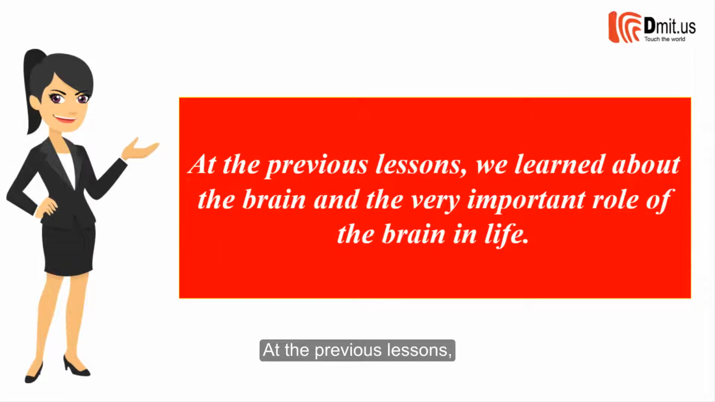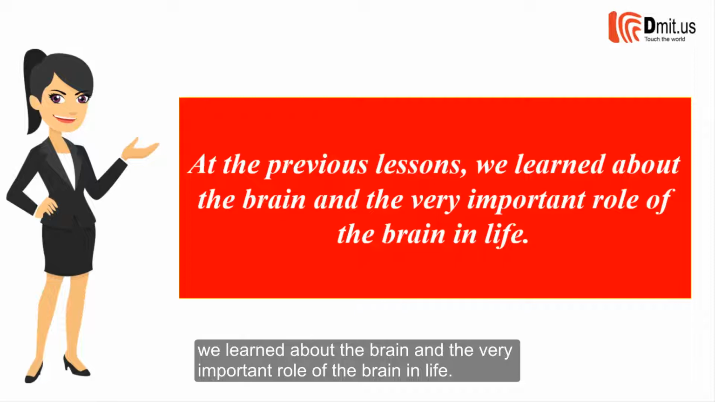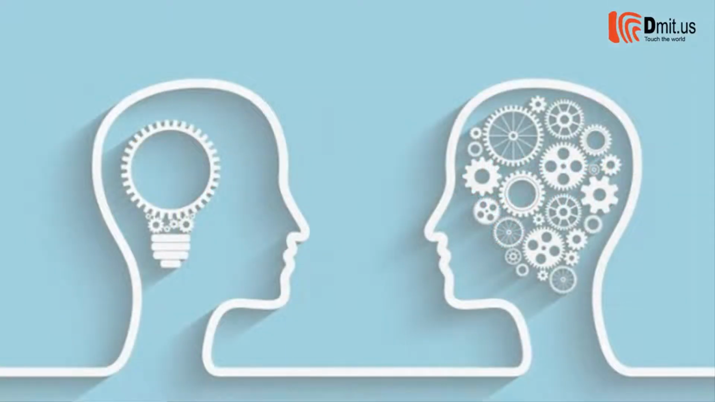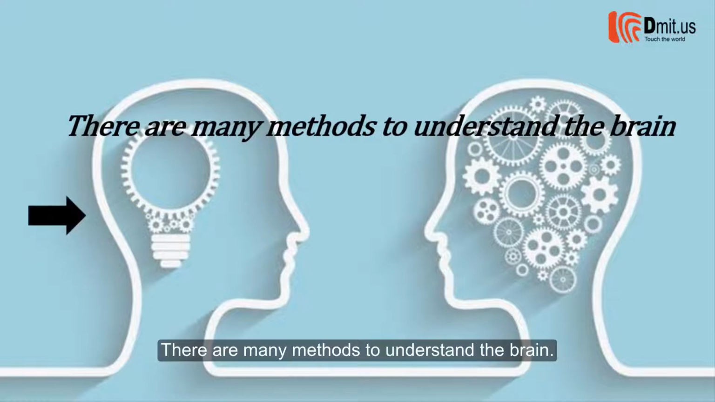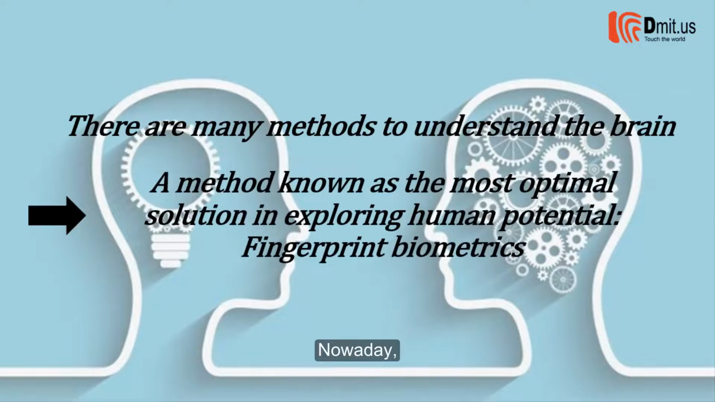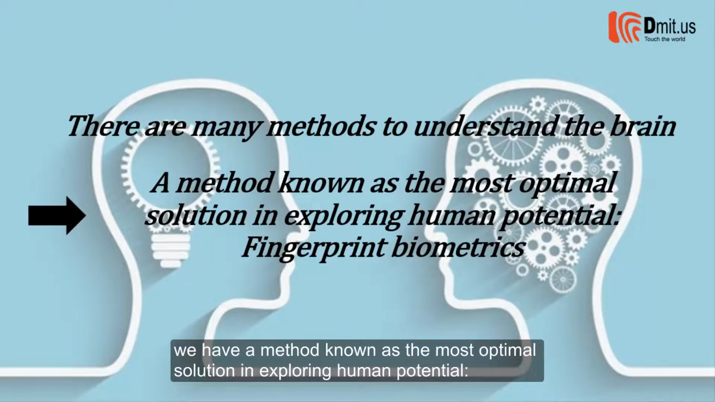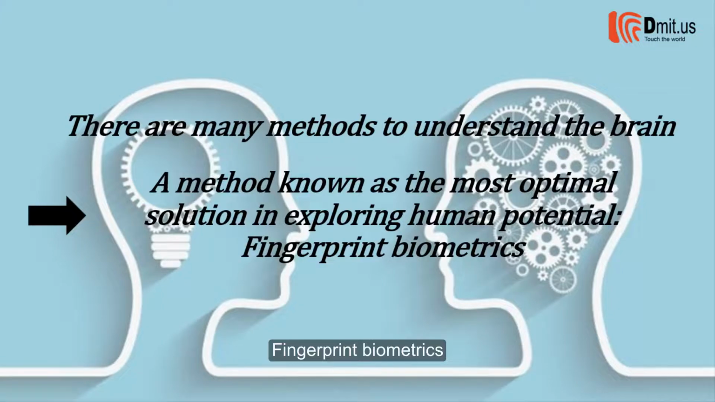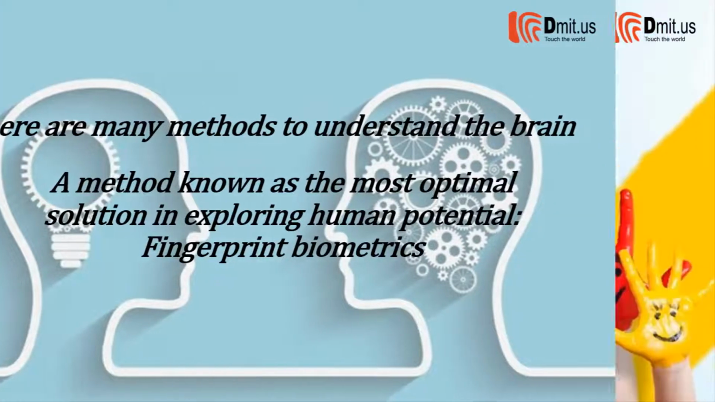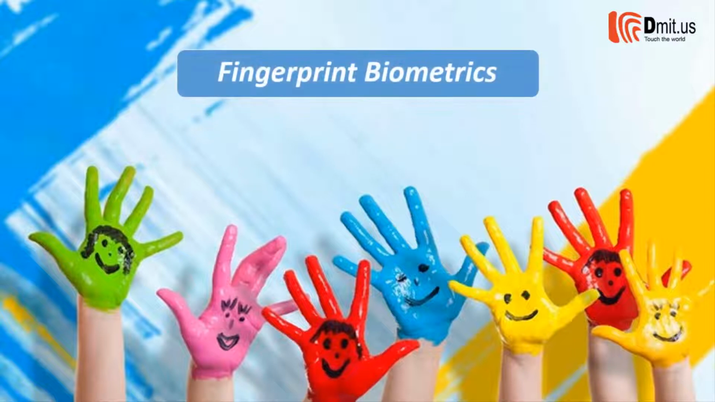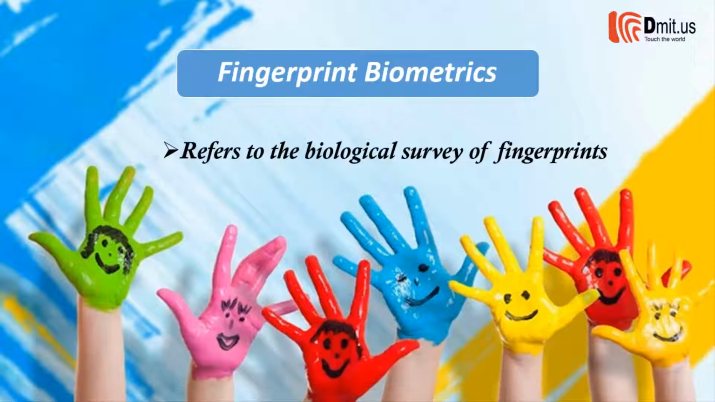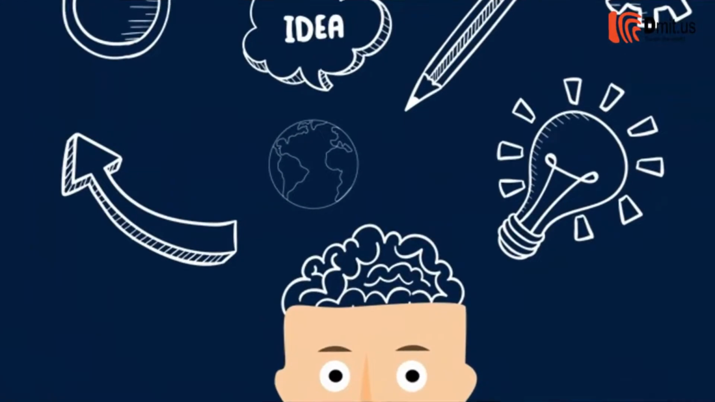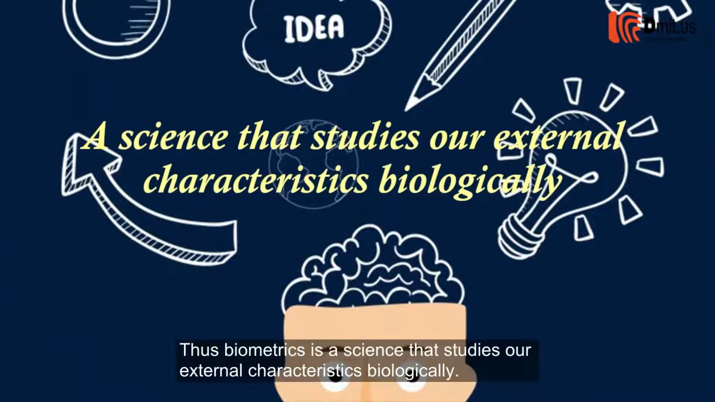In the previous lessons, we learned about the brain and the very important role of the brain in life. There are many methods to understand the brain. Nowadays, we have a method known as the most optimal solution in exploring human potential: fingerprint biometrics. Fingerprint biometrics refers to the biological survey of fingerprints. Thus, biometrics is a science that studies our external characteristics biologically.